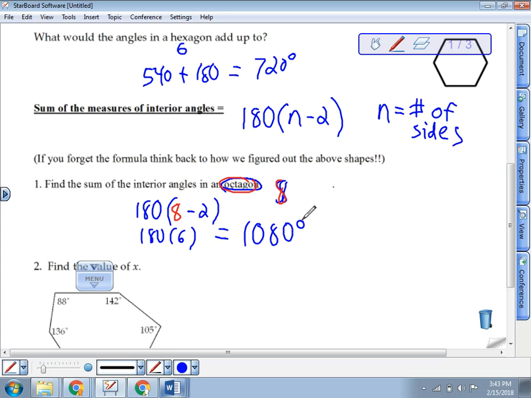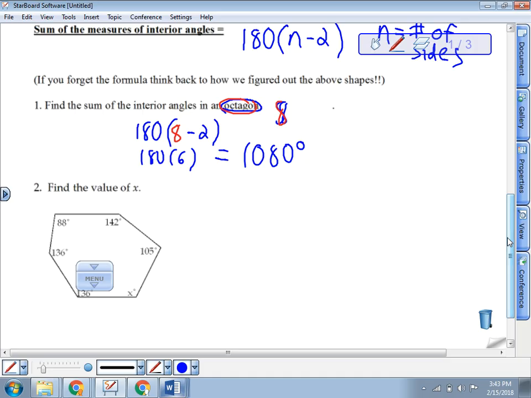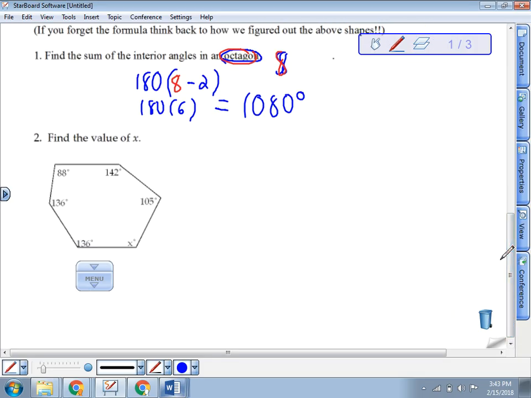So now, how are we going to use that information to solve problems? Well, here's a problem that you guys will see. Find the value of x. To find the value of x, we need to know what all those angles add up to. So let's count those sides real quick. I got 1, 2, 3, 4, 5, 6. So what's the sum of those angles going to be? Let's use our formula. We're just going to take 180 times 6 minus 2. 6 minus 2 is 4. So 180 times 4 is 720. So we know that this is going to add up to 720 degrees.